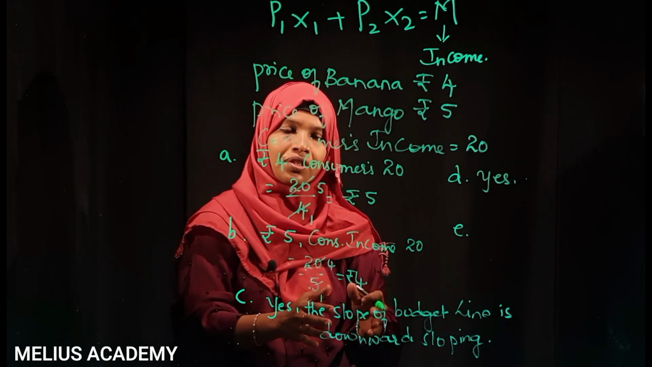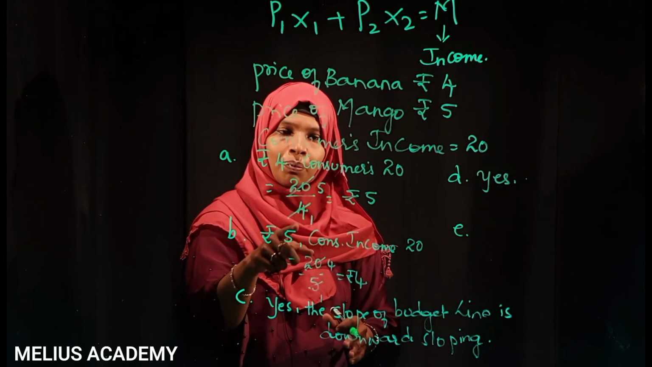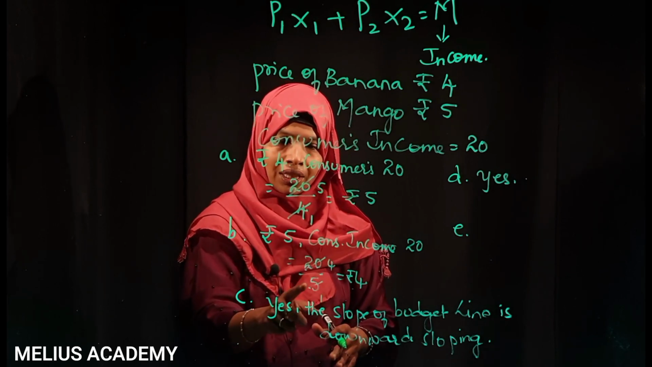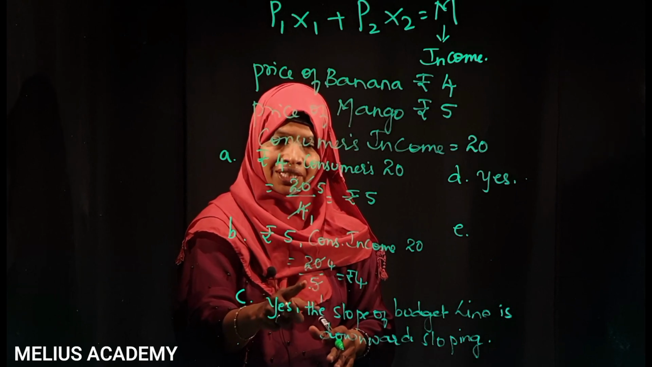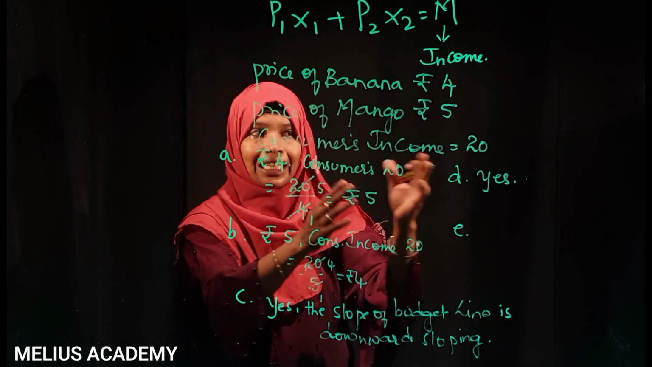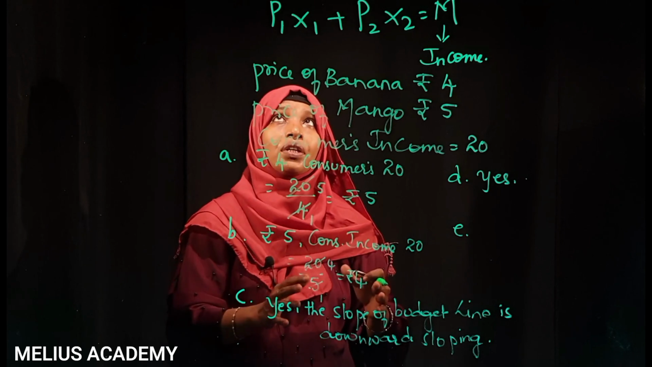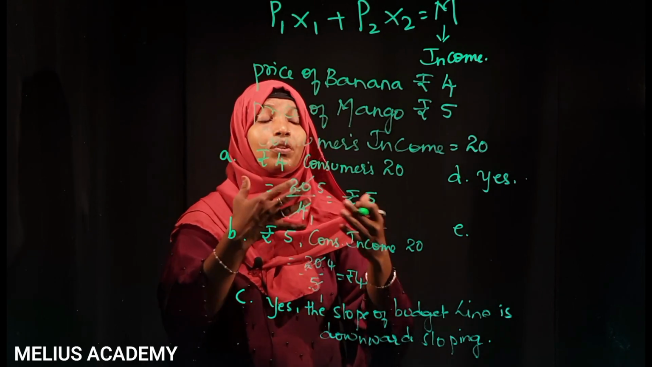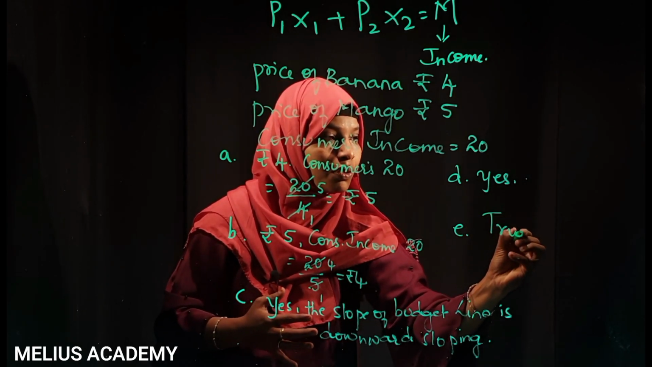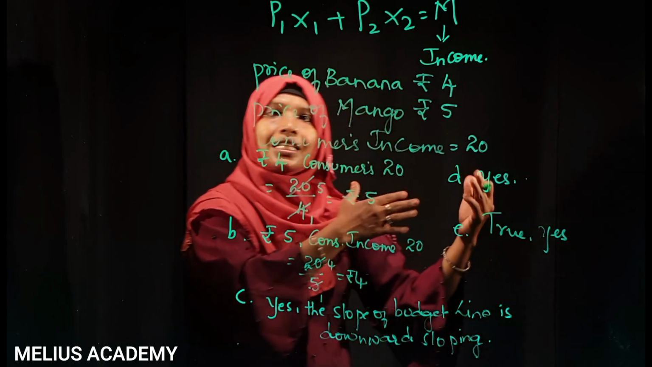It is equal to the consumer's income, because the total income is 20. First they asked about banana and we divided the total income; second, when they asked about mango, we divided the total income, 20 divided by 5, and we got 4. So we are taking 20 only into account, and yes, it is equal to the consumer's income. Now the fifth one: if you want to have more of bananas, you have to give up mangoes. Is it true or false? Yes, it is true.